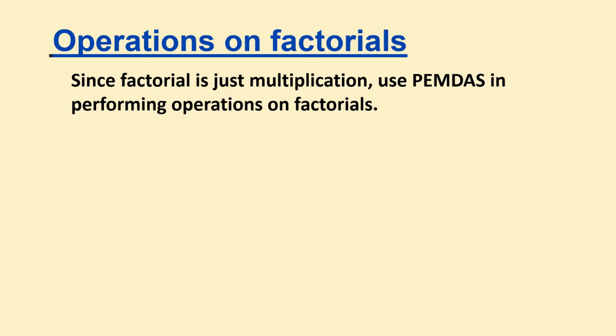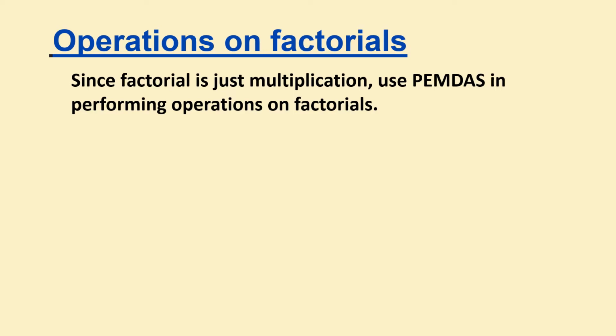Therefore, we're going to perform first those operations inside the parentheses. After that, you evaluate the exponents. Then you perform multiplication and division, whichever comes first from left to right. Then addition and subtraction, whichever comes first from left to right. So when you apply operations on your factorial notation, you have to follow the PEMDAS rule.